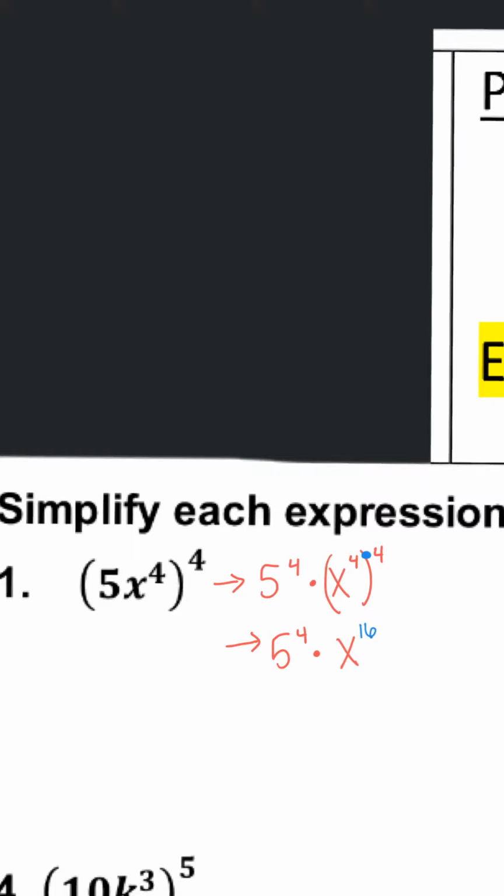So that means I have 5 times 5 times 5 times 5. That's 25. That's another 25. And 25 times 25 is 625. So my answer is 625 x to the 16th power. And there you have it. I have completed the power of a product property.